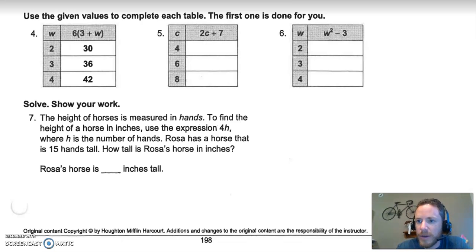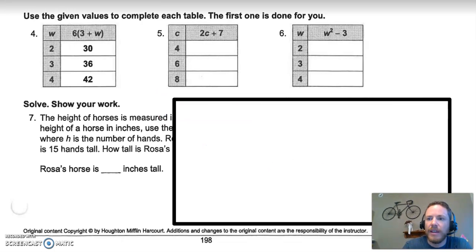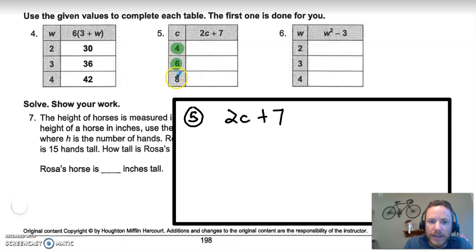So here, I'm going to solve 5 and 6, and for number 5, the problem is 2 times c plus 7. Now you might say, what is c? Well, c is going to be 4, and then separately c is going to be 6, and then separately c is going to be 8. So what do I mean by that?